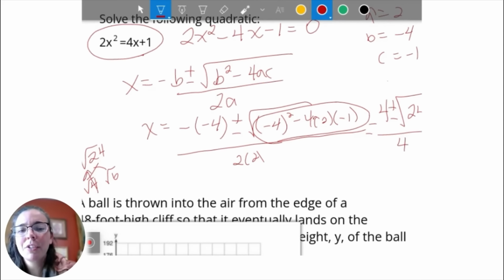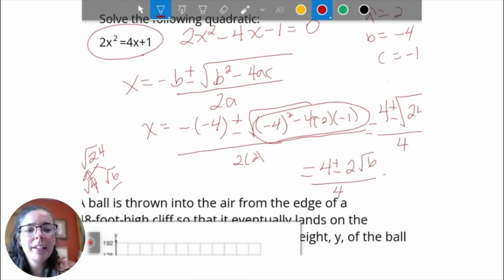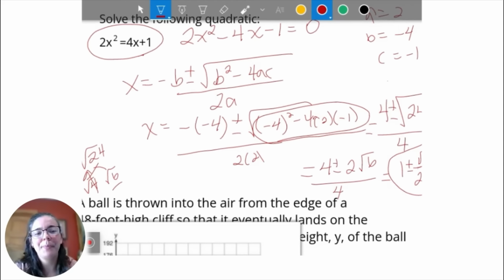And square root of 4 is really just 2. So this can simplify to 4 plus or minus 2 square roots of 6, right? Because that's what's left over, all over 4. And to simplify that, you just get 1 plus or minus 2 over 4 is a half. And this I could actually just write as the square root of 6 over 2. So 1 plus or minus the square root of 6 over 2.